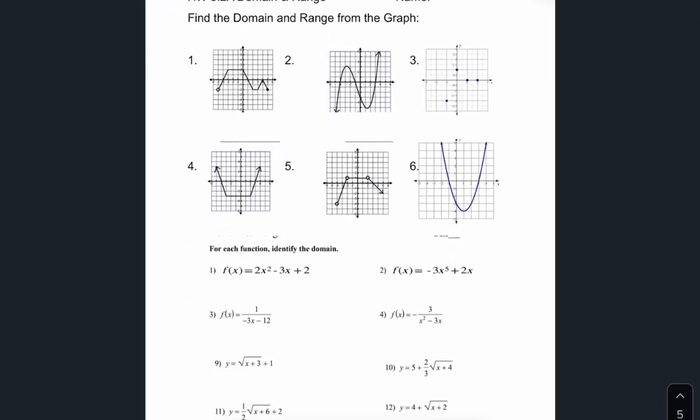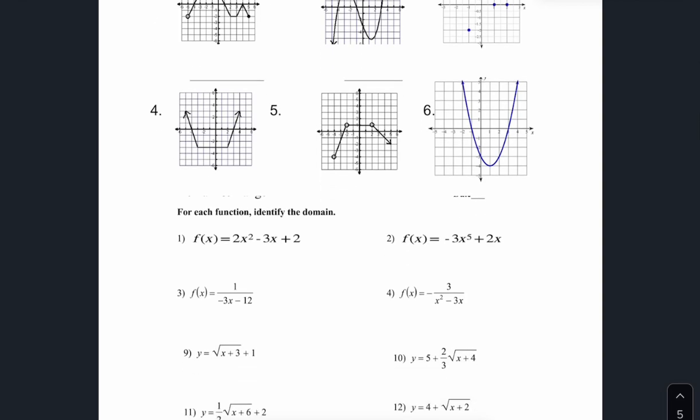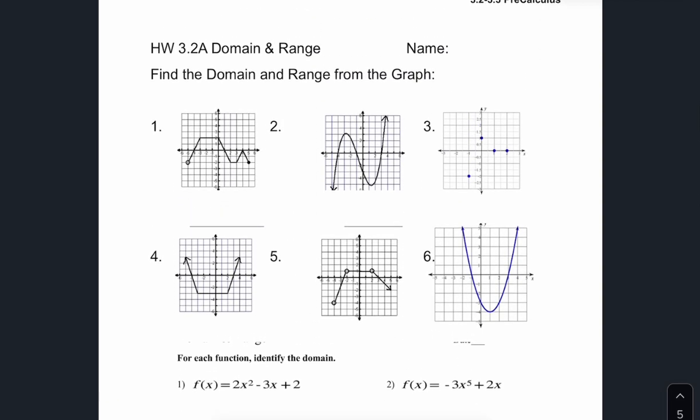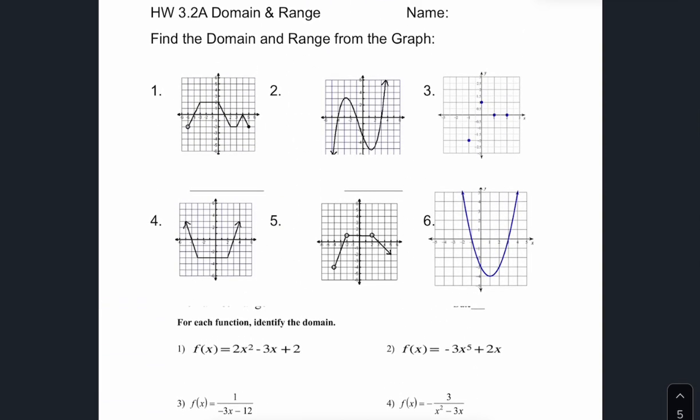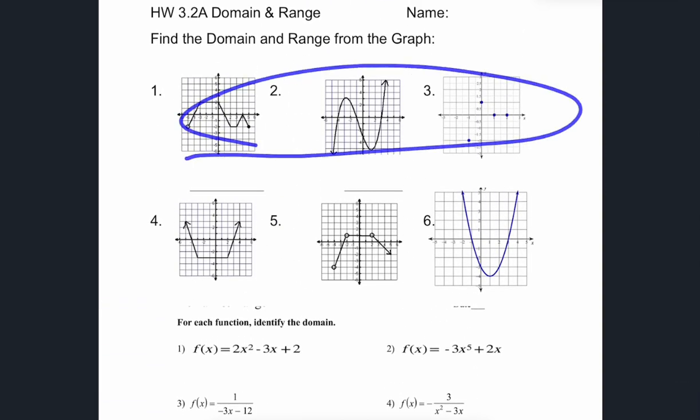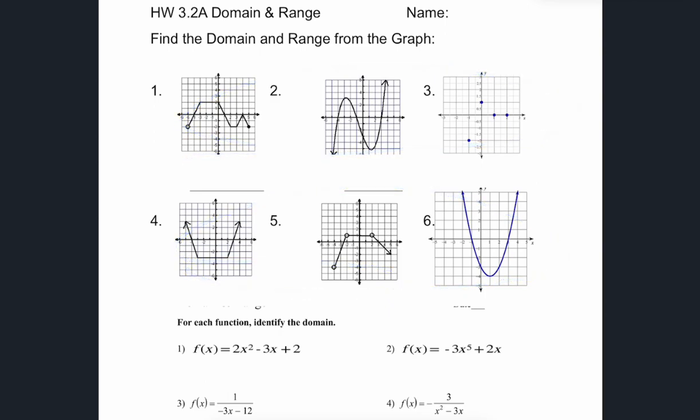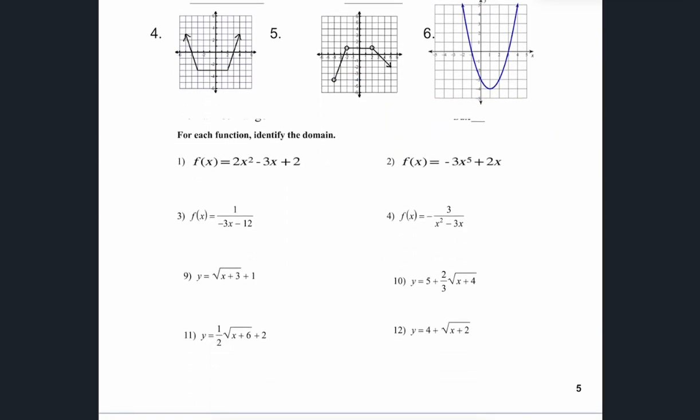So here are your domain problems. Just for these ones, you're going to use the graphs to answer your domain. For these ones, just think about, we said polynomials have all real numbers. Fractions, we exclude where the denominator equals 0. Square roots are greater than or equal to 0 unless they're in the denominator.